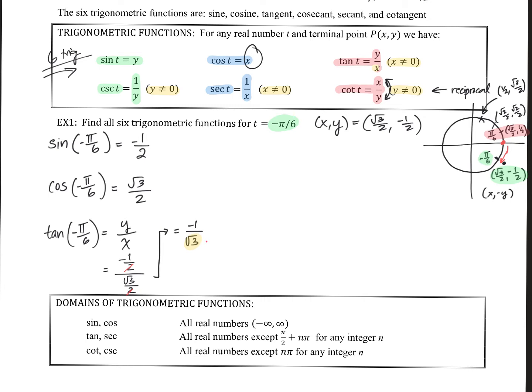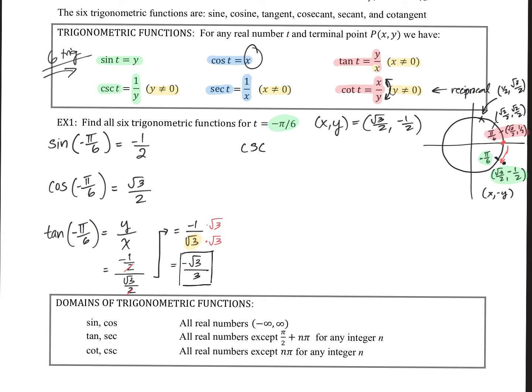So to rationalize, we'll go ahead and multiply it by another root 3. That'll go ahead and cancel. And if you're not sure why this cancels, this is a skill from previous classes. But go ahead, send me an email, and I'll send you some resources on working with rationalizing denominators. Okay, so rationalizing that, we'll end up with negative root 3 over 3 is equal to tangent of negative pi over 6. I'll go ahead and box that so you can figure out where that is. Awesome. So we have the main 3. Let's go ahead and find the other 3.